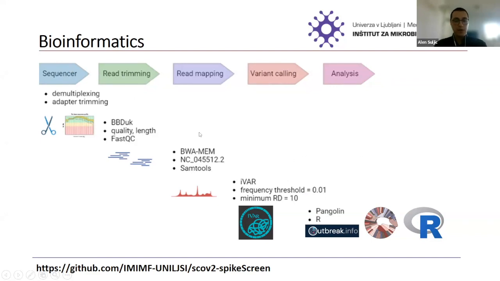So for read mapping, we used BWA-MEM with some help from SAMtools. The variant calling was performed using iVar. We opted for a frequency threshold of 1% and a minimum read depth of 10 bases. The lineages were then designated using the fresh version of Pangolin. The formal analysis was done in R, and the characteristic mutation frequencies were obtained using outbreak.info.